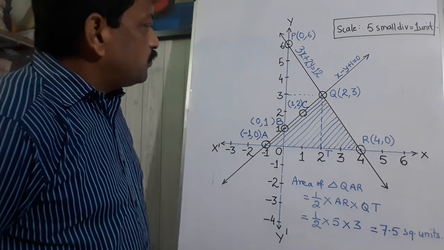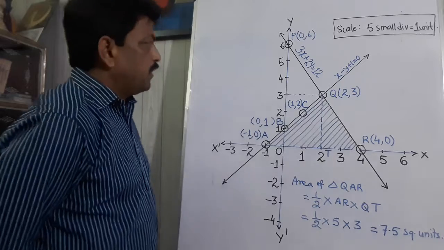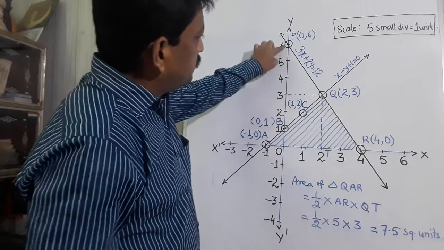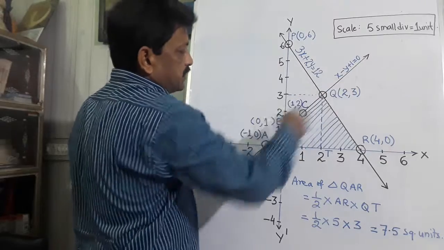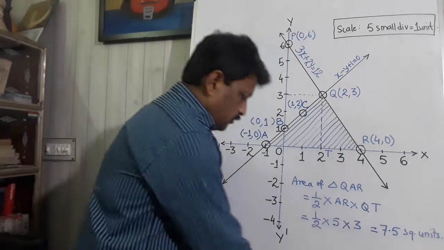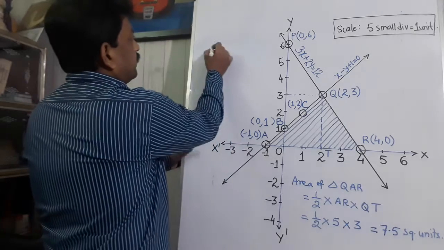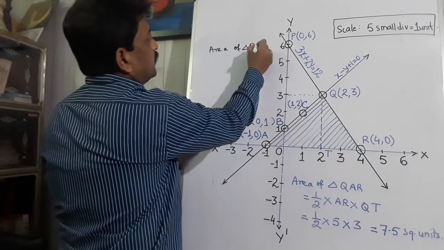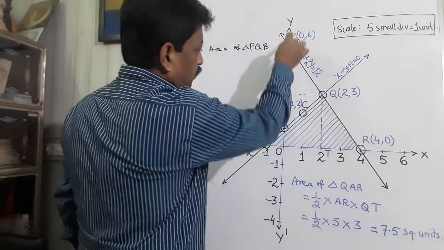The question can be changed. We have to find the area of the triangle formed by these two lines and y-axis. So here is the triangle PQB. This is the triangle PQB we formed by these two lines and the y-axis. So we can also find the area of triangle PQB. So let me write here, area of triangle PQB. PQB is the triangle formed by these two lines and the y-axis.